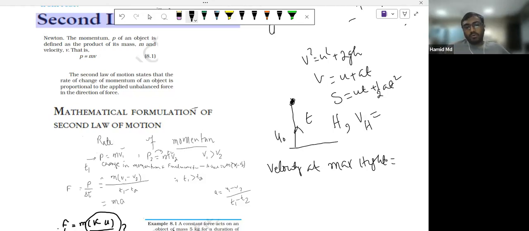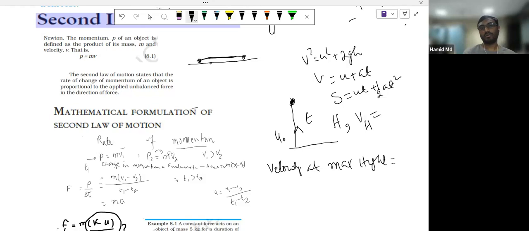This is a very basic question. You can understand. 0. It will be 0. How did you guess that it will be 0? Because the final velocity would be 0. Final velocity will be 0, right? Yes, sir.